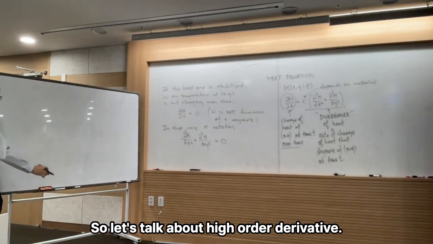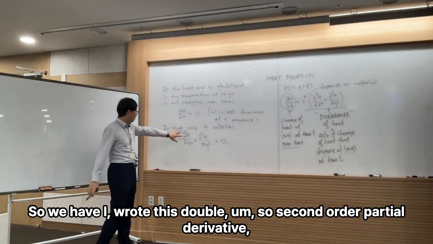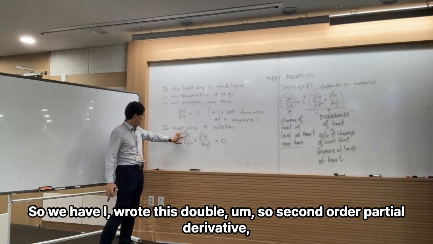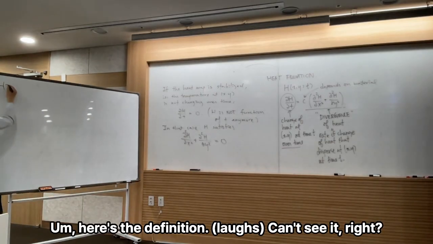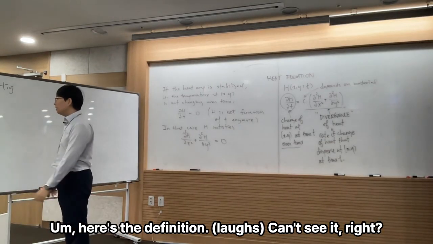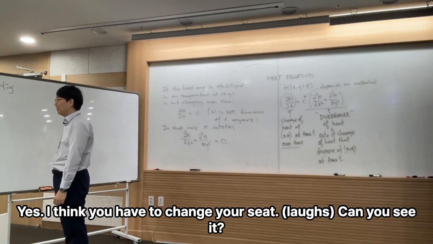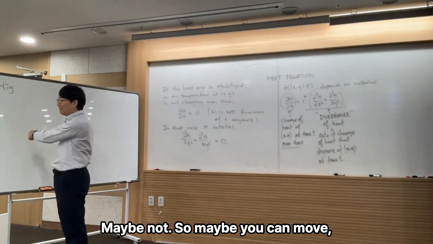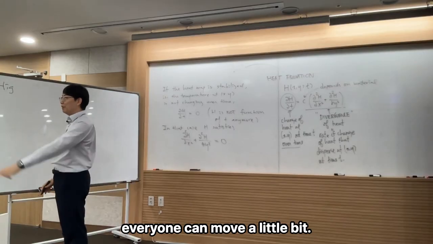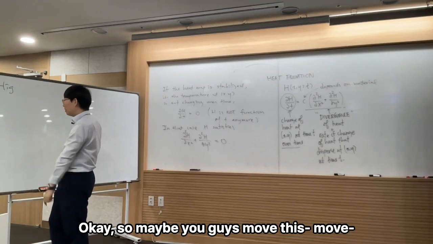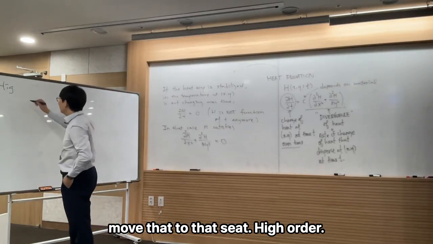So let's talk about higher order derivatives. I wrote this double, so second order partial derivative. So here's the definition. Can't see it, right? I think you have to change your seat. Can you see it? Maybe not. So maybe everyone can move a little bit. Can you see this one? Okay, so maybe you guys move that to that seat.